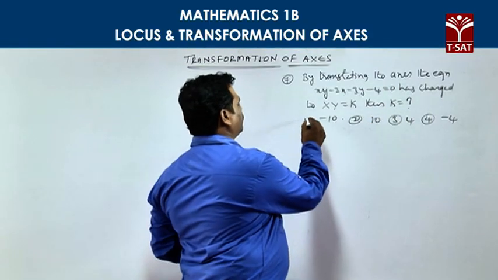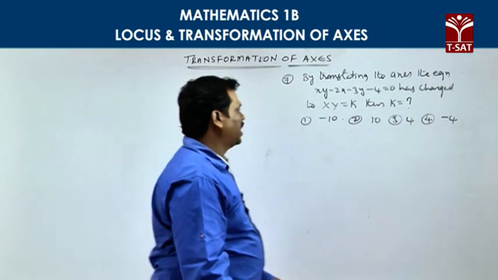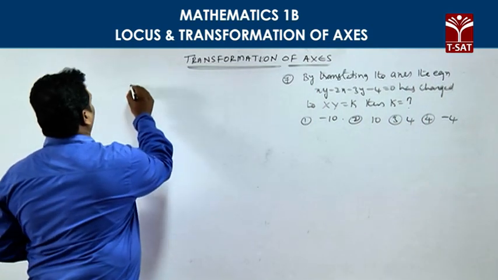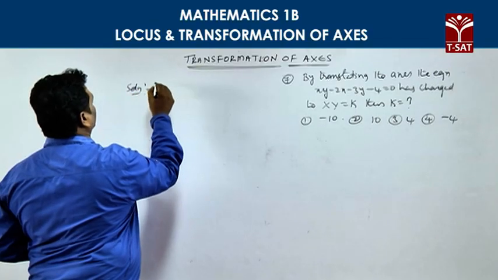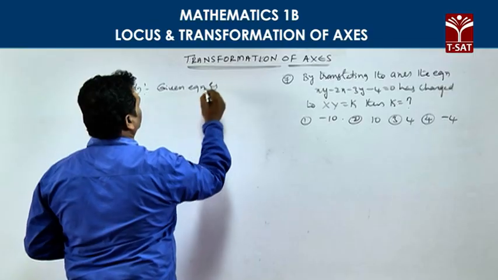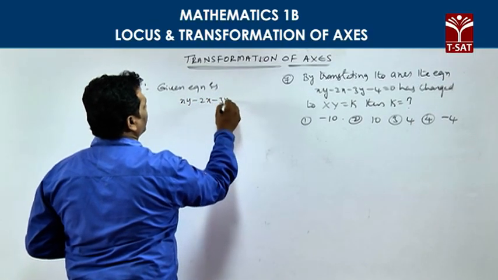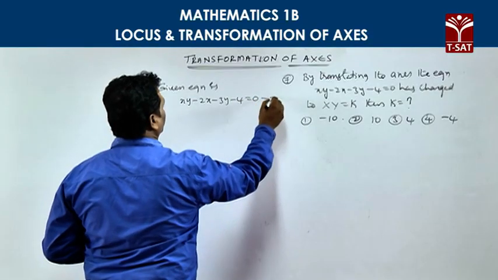First option is minus 10, second option is 10, third option is 4 and fourth option is minus 4. Now the solution. The given equation is xy minus 2x minus 3y minus 4 equal to 0. This is equation number 1.